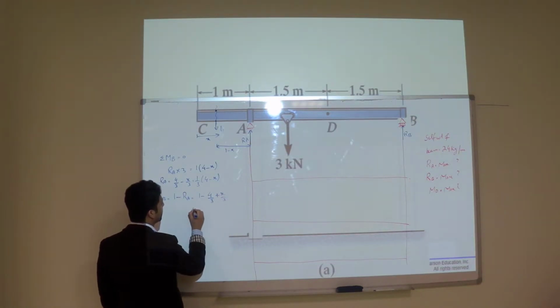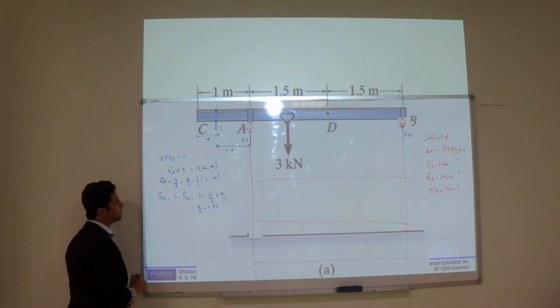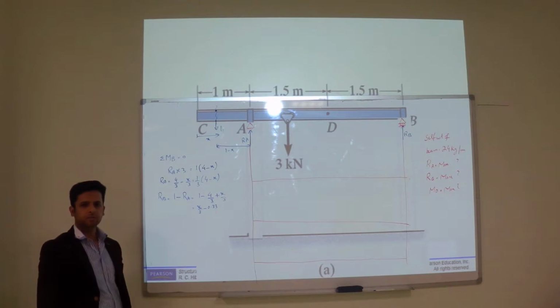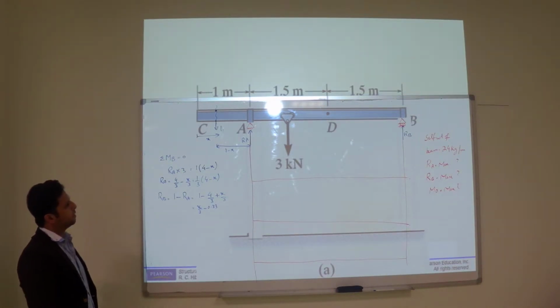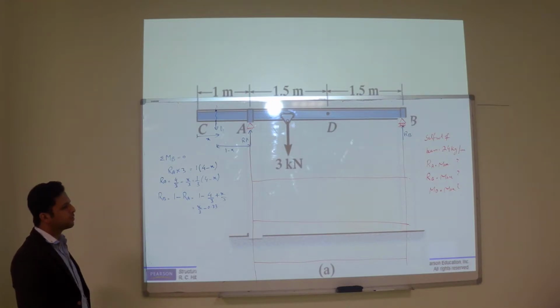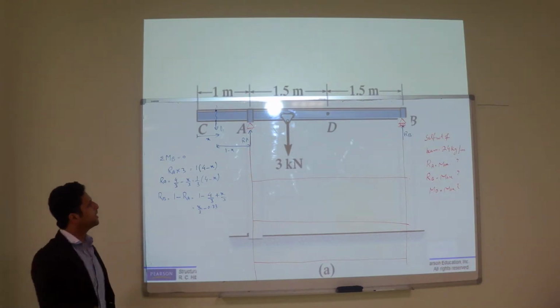This. So it should be x over 3 minus 1 over 3. Yes. Okay, it's fine. Now it's very easy to draw the influence line diagram. I mean, the quick way.